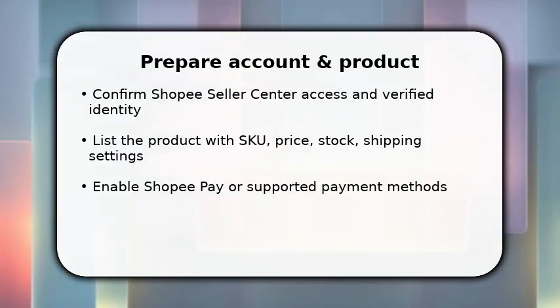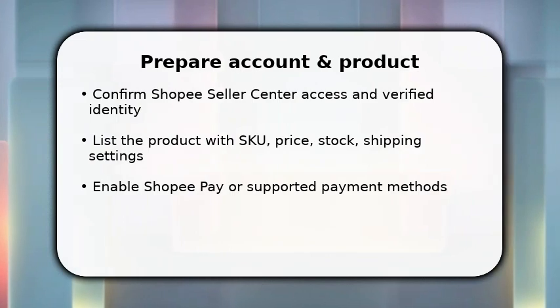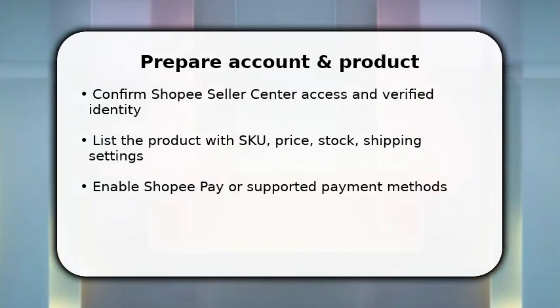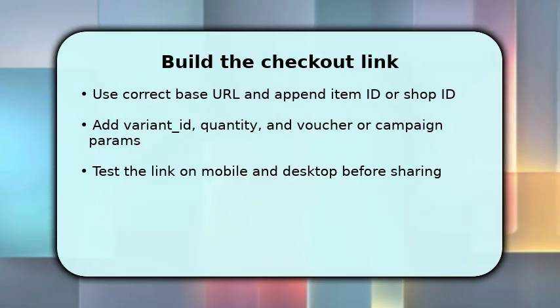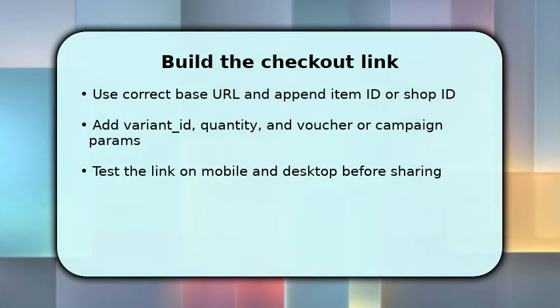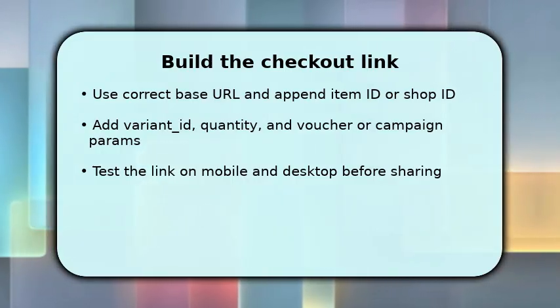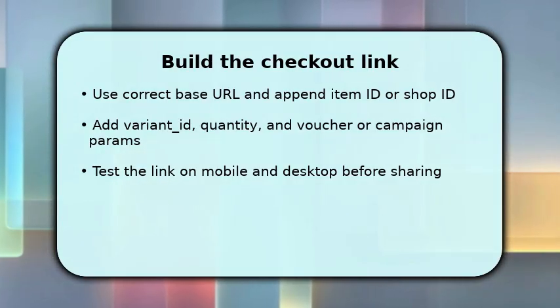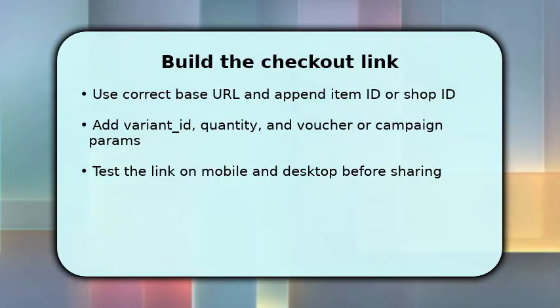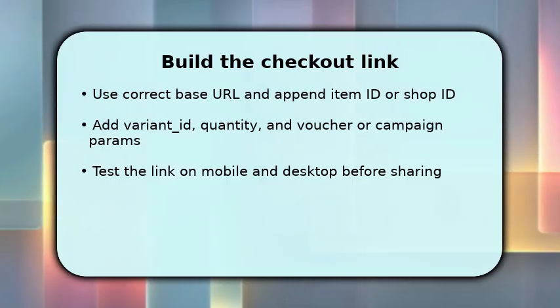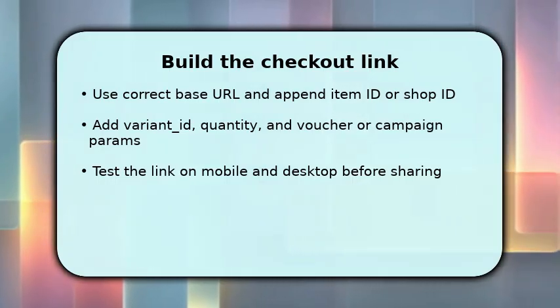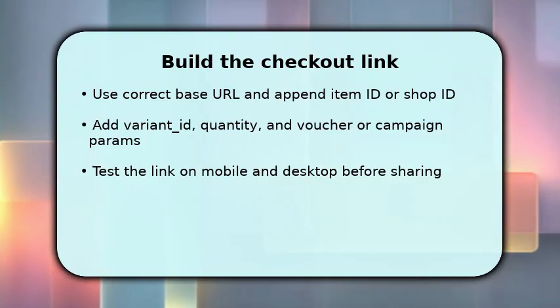Now proceed to build the link format using the listing and any promo parameters. Now you construct the actual URL. Take Shopee's base link and append the shop and item identifiers. This ensures the link opens the right product page. Then include query parameters like variant ID and quantity so the buyer lands on the exact option you want. Add voucher or campaign codes when needed to apply discounts automatically.